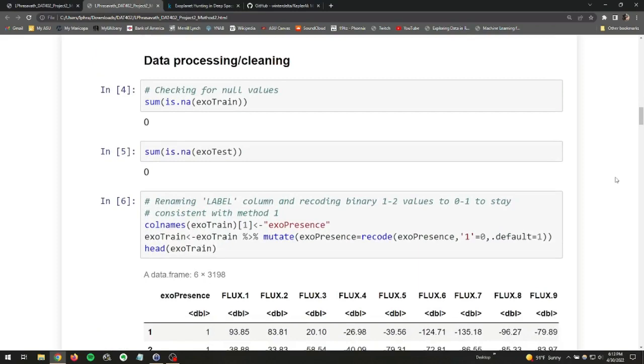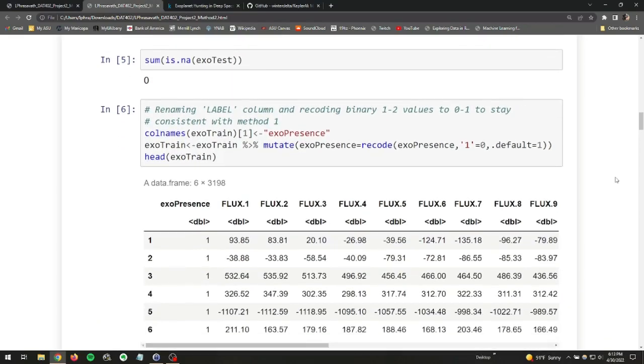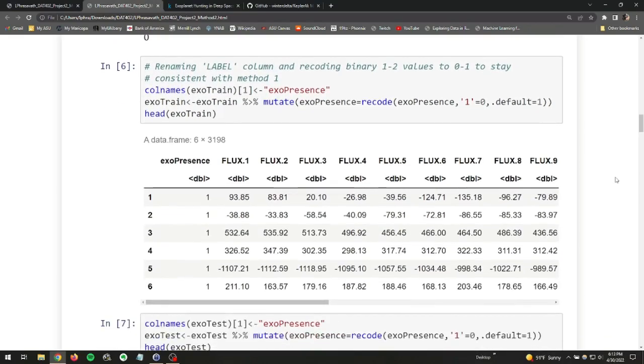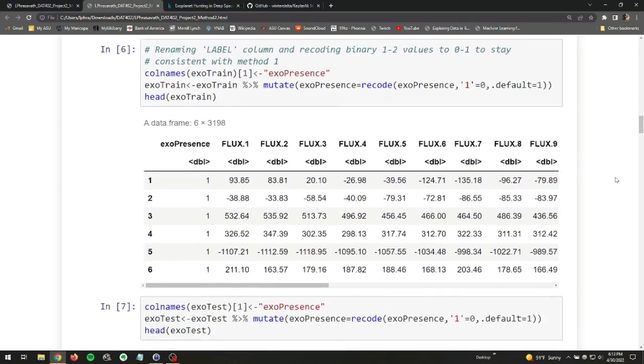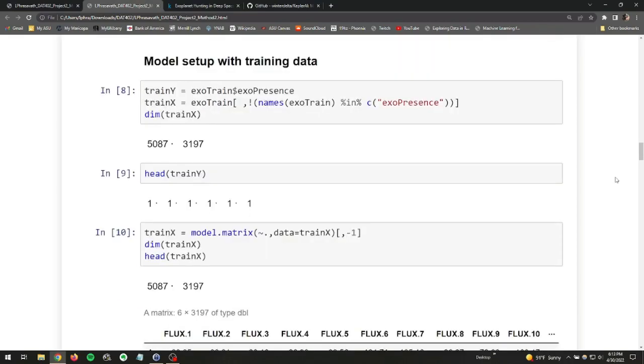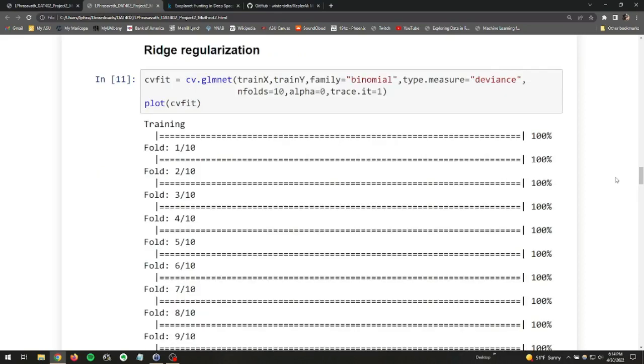We checked for null values here and then did the same thing as with naive Bayes, where I renamed the first column and recoded the binary values. Here I set up the model and transformed our data frame into a matrix so that we can use the cv.glmnet function on it. And here we start with ridge regularization.